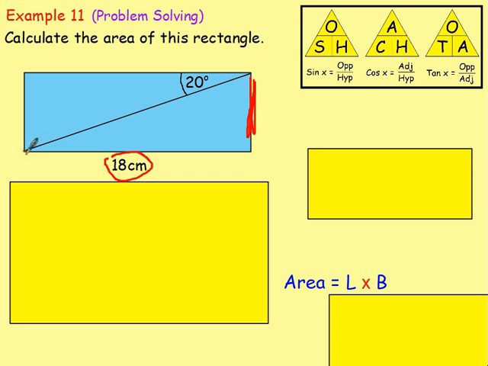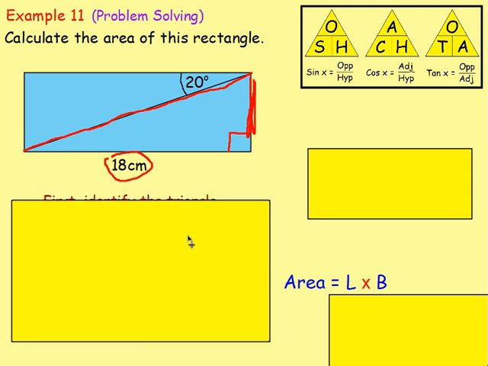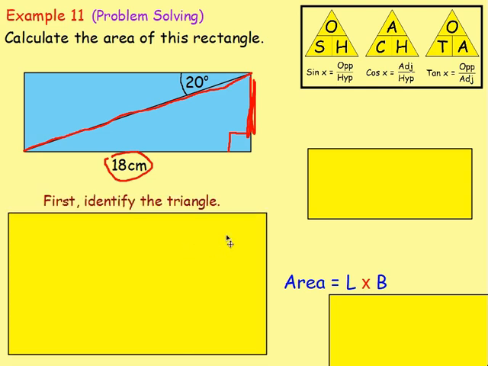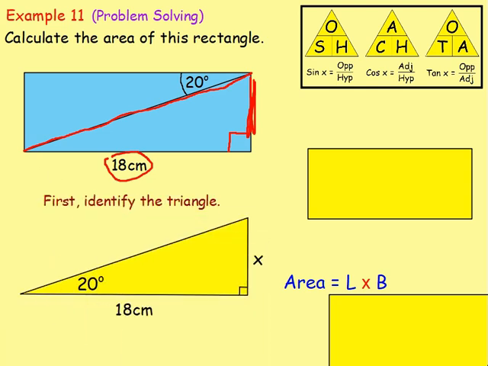But you'll notice that this black line here is splitting this rectangle in 2. And because it's splitting it in 2, it's giving us a right-angled triangle. So if we isolate just that triangle, we know it's 18 at the bottom. Because that's an alternate angle, we know that's 20 degrees, so this also has to be 20 degrees. We could equally have used the triangle at the top. It doesn't matter which triangle you use, we're still wanting to work out the length of this side, or this side.